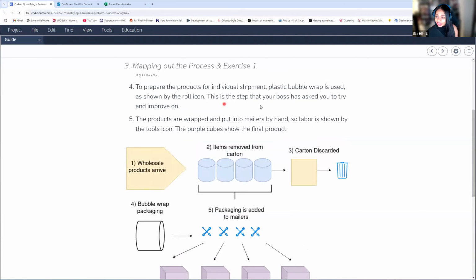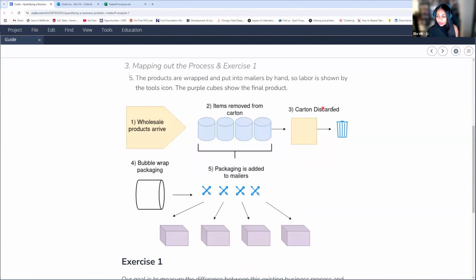So this is the setup your boss has asked you to try to improve on. So we're trying to improve essentially on number 3 and number 4, and we're going to get some ideas from you in a moment.